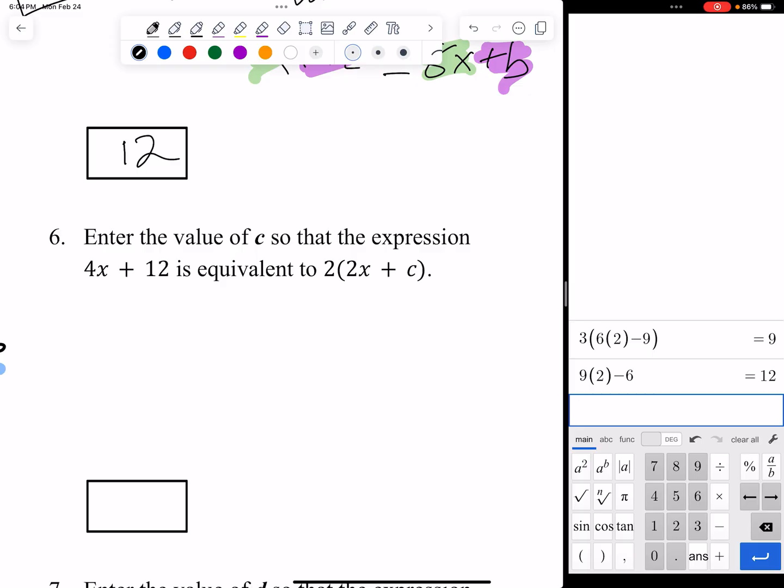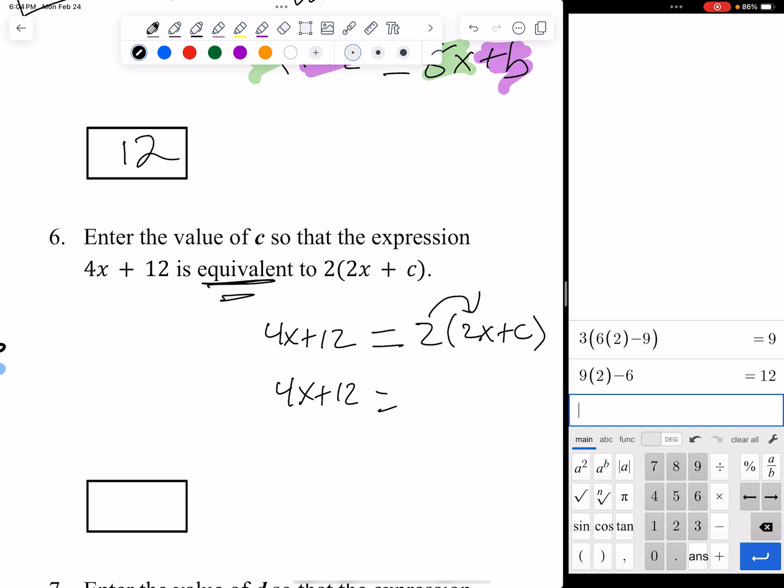Same strategy. They are equal, right? So I got 4x plus 12 is equal to 2 parentheses 2x plus c. I'm just going to work them out because it's a lot faster. So on the left side, nothing can happen. On the right side, I see parentheses, so I'm going to get rid of it in this case by distributing. So 2 times 2 is 4. There's an x there. And 2 times c is 2c. And this makes me happy because can you see already why I'm happy? I got a 4x and a 4x, which means that 12 should be the same as 2c.